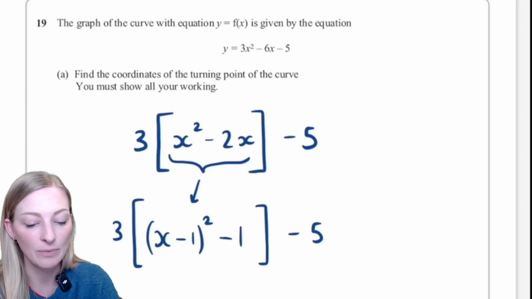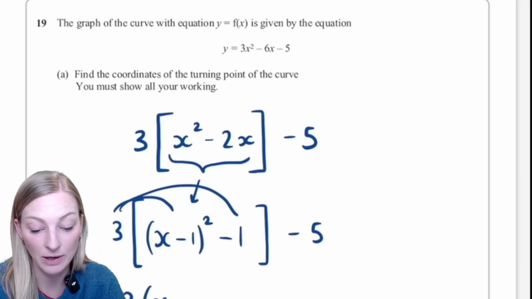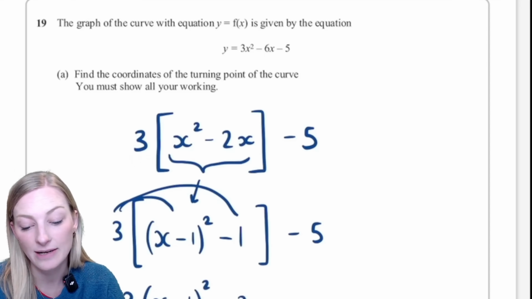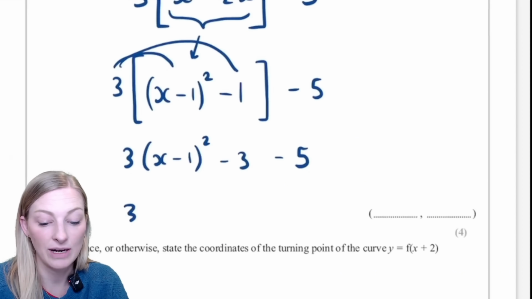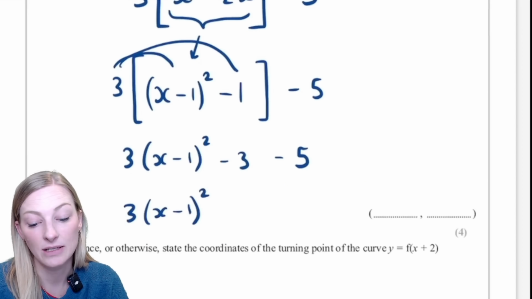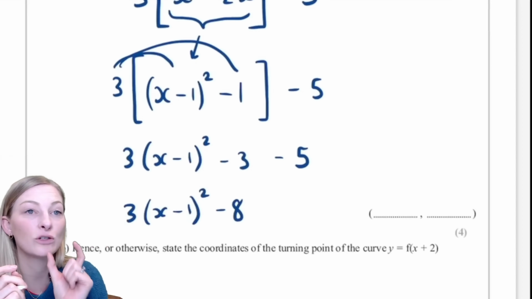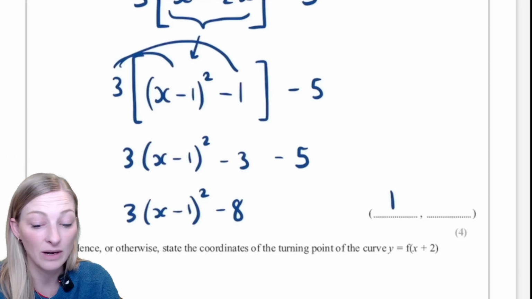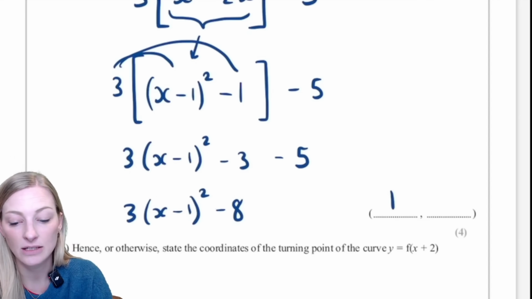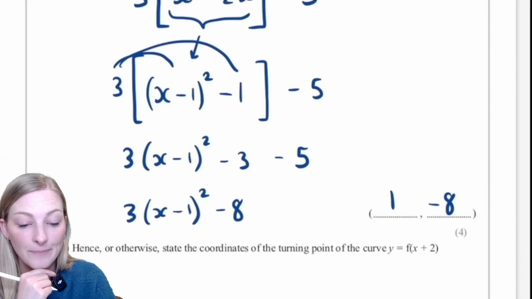Great. Let's now bring that 3 back in. It's 3 lots of x minus 1 squared minus 3. And then we're just taking away 5 afterwards. So that's 3 lots of x minus 1 squared minus 8. Now the turning point is whatever value of x makes your bracket equal 0. So that's going to be 1. And then whatever number is here, the constant term on the end. So that is minus 8. Our turning point for this is 1, minus 8.